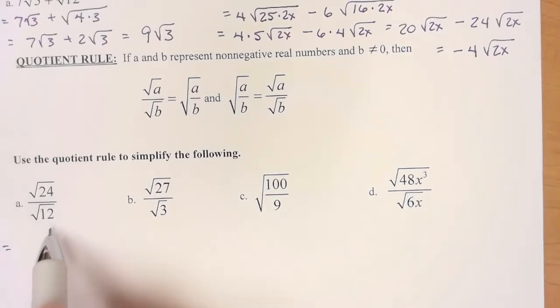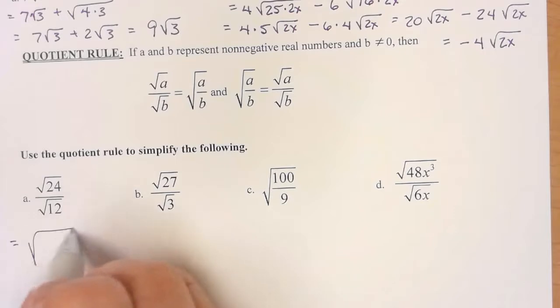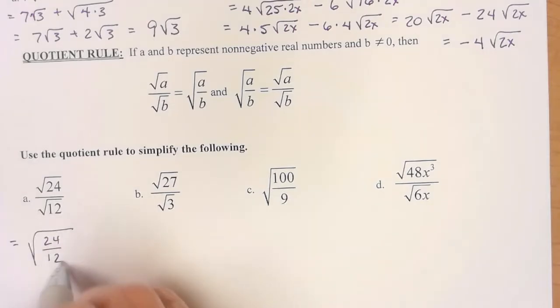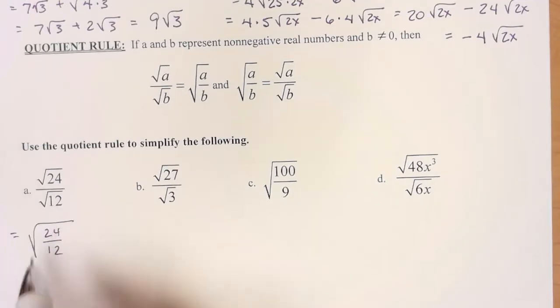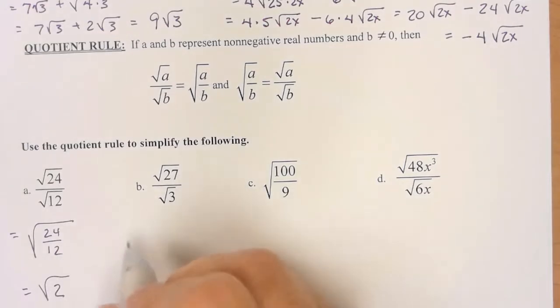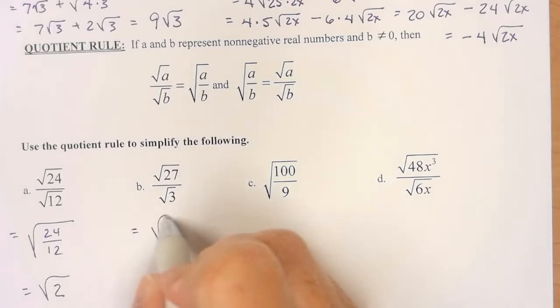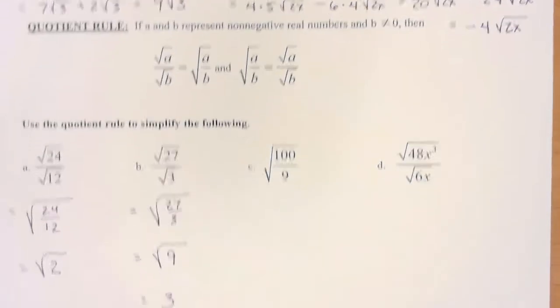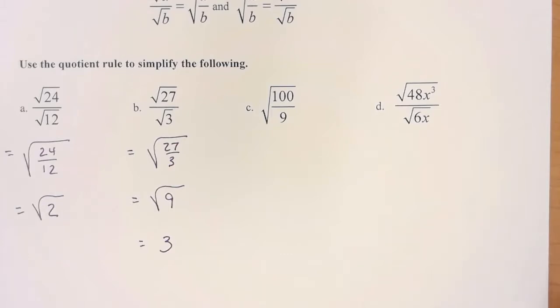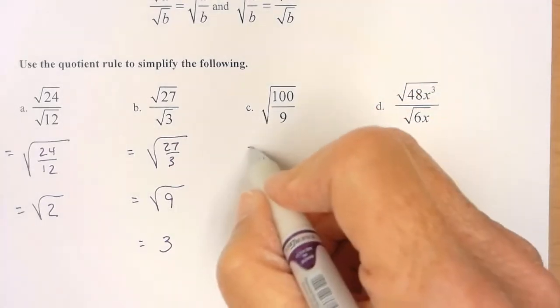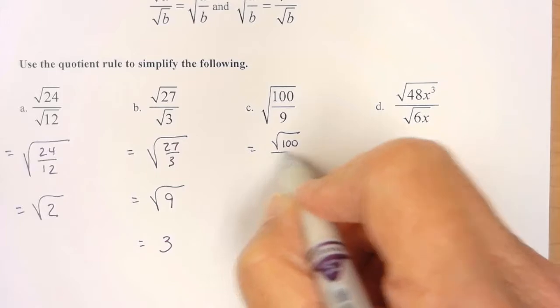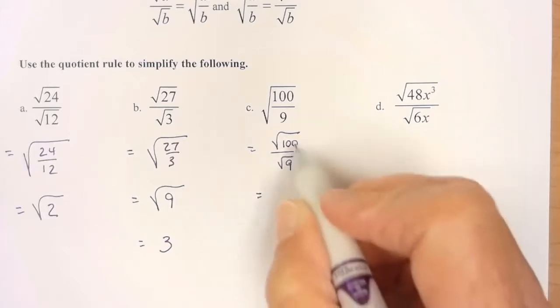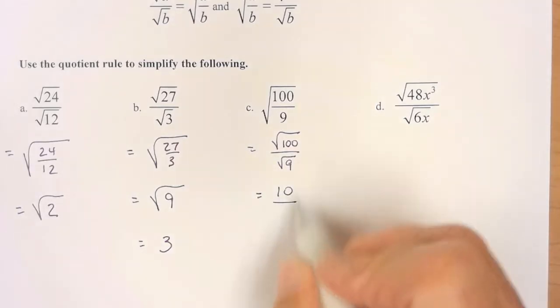I've got square root of 24 over square root of 12. If I go ahead and put them together, 24 divided by 12, which is square root of 2. So that's my answer. Let's see about this one. That would give me square root of 9, and I can simplify that, whoopsie, all the way down to 3. Now this one I can't divide, but let's go ahead and separate. Square root of 100 is 10 and square root of 9 is 3.